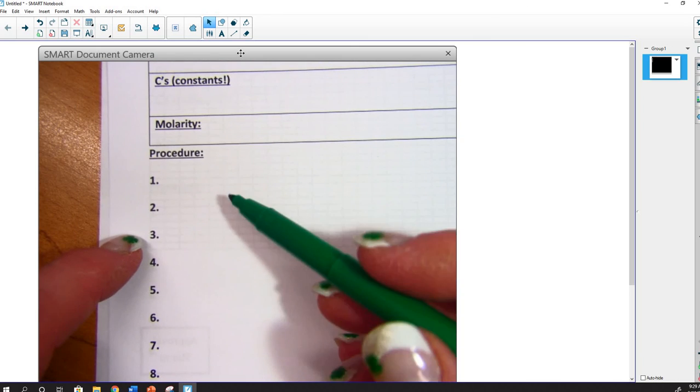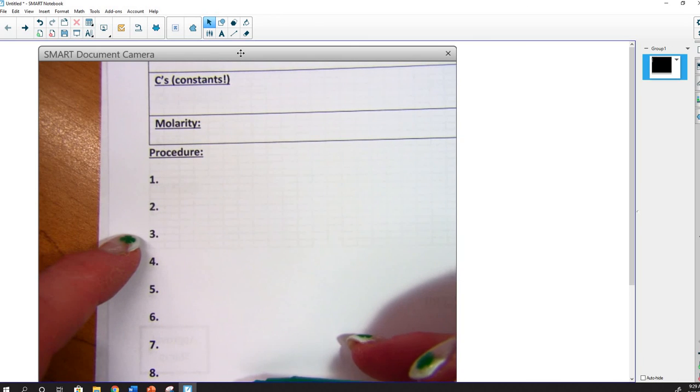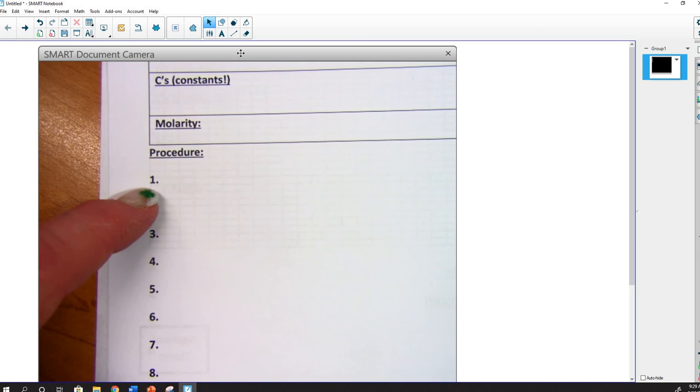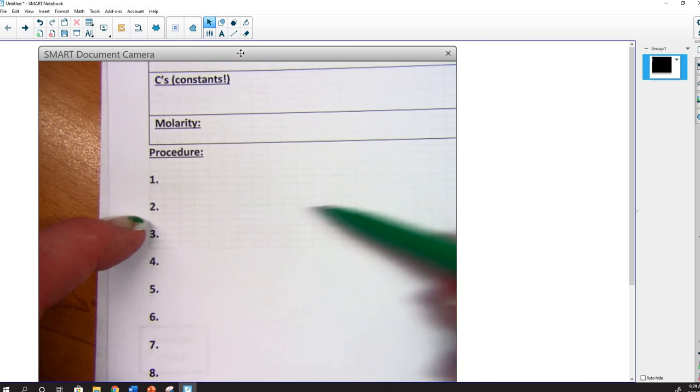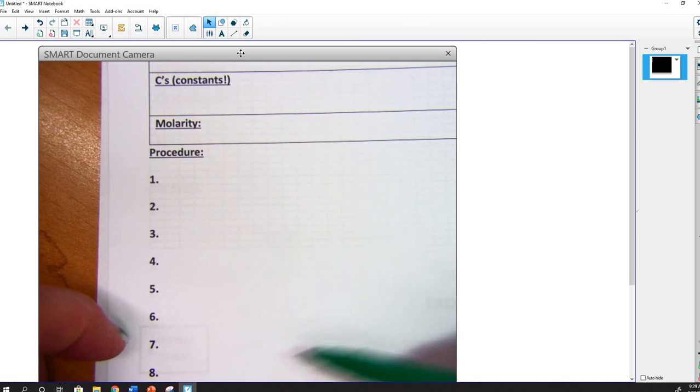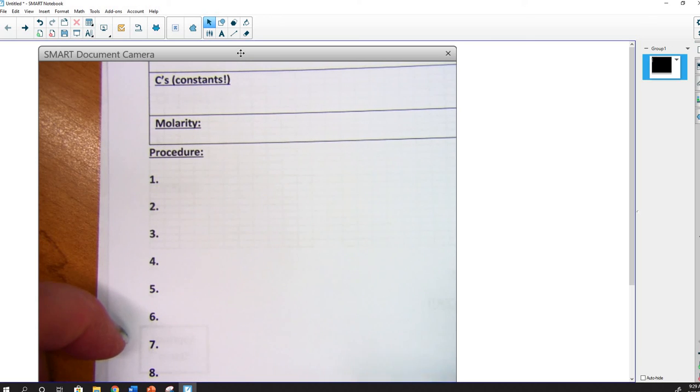Now, procedure. You're going to tell me how to do this. How am I going to do this? So, step one, what are my materials I need to gather? Step two, how am I going to do the first trial? How am I going to do the second trial? How am I going to do the third trial? Okay, and you're going to just walk me through what we did.